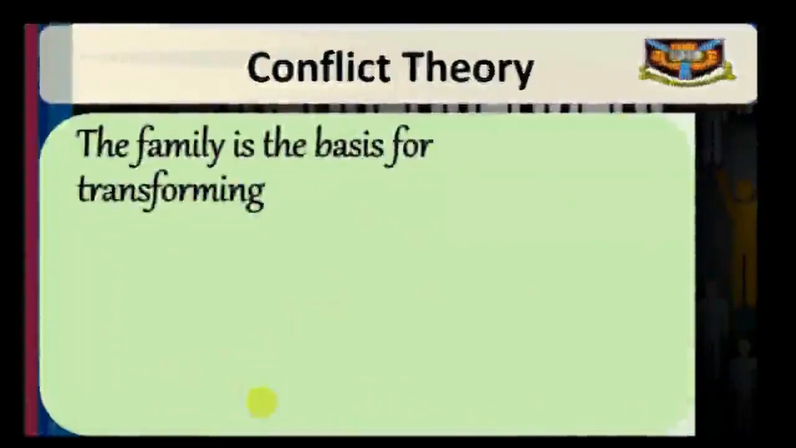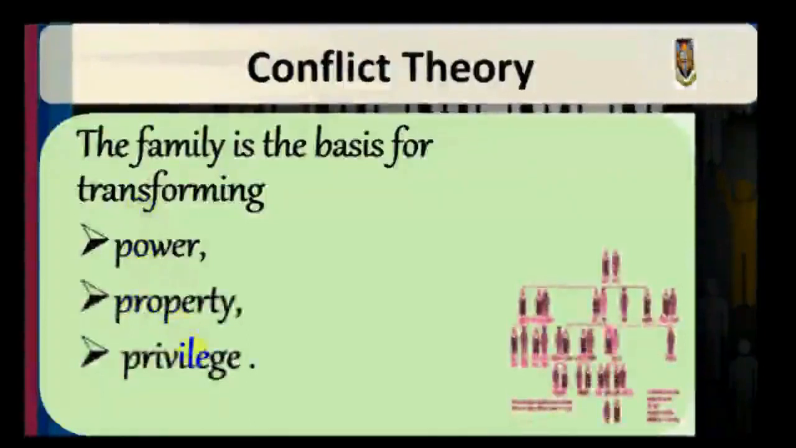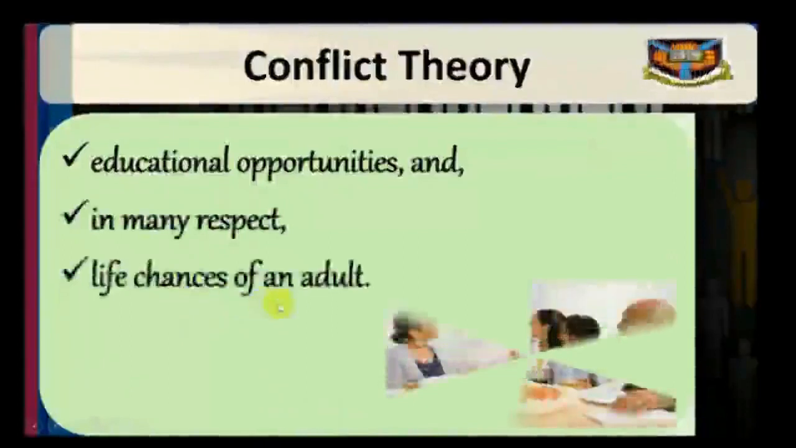Conflict theorists, however, view the family as an economic unit that contributes to societal injustice. The family is the basis for transmitting power, property, and privilege from one generation to the next. As conflict theorists point out, the social class of the parents significantly influences children's socialization experiences and the protection they receive. This means that the socioeconomic status of a child's family will have a marked influence on his or her nutrition, healthcare, housing, educational opportunities, and, in many respects, life chances as an adult.